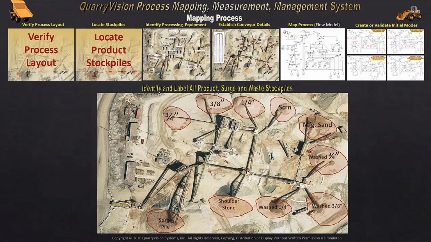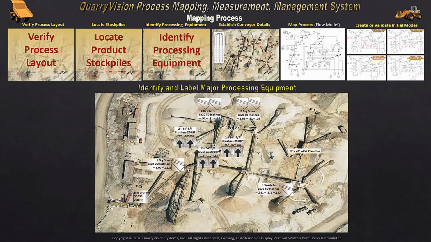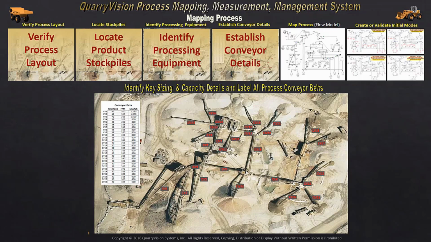Next, we identify key equipment within the system. Typically this includes crushers, screens, feeders and key conveyors within each processing segment. We also need to understand the plant layout to enable us to appropriately reference and evaluate key conveyors which could potentially limit the material flow.